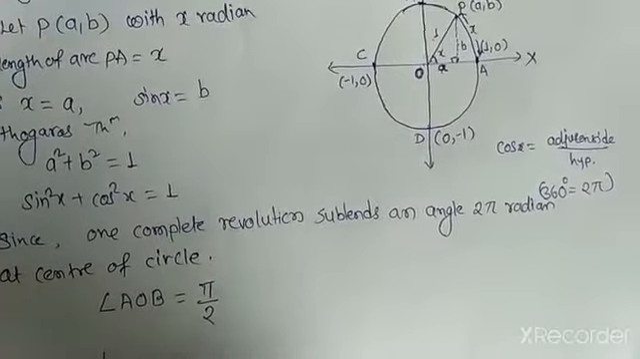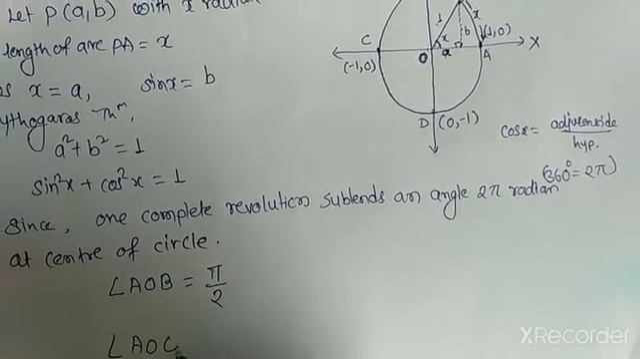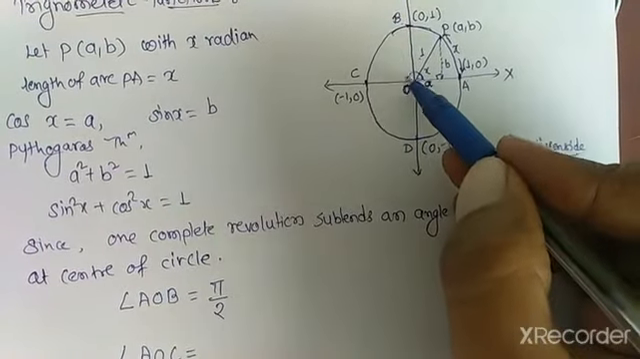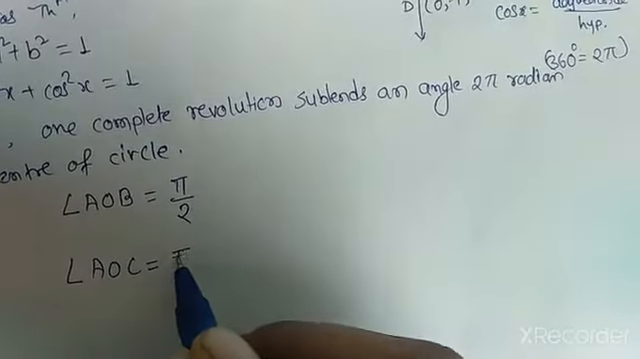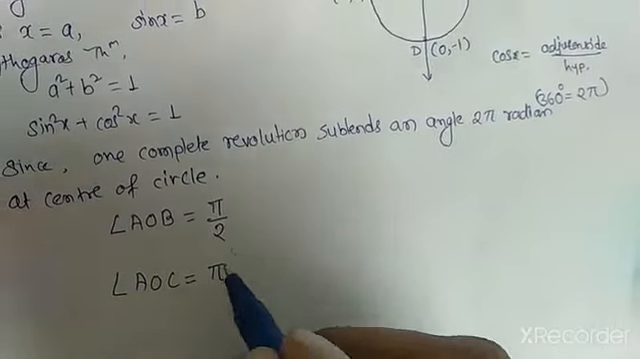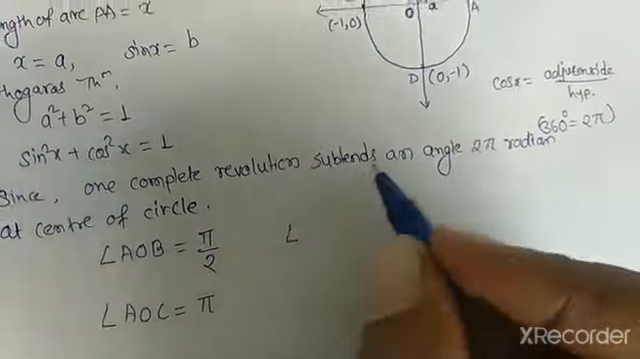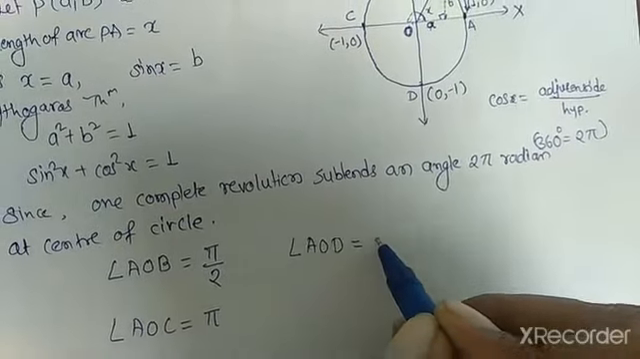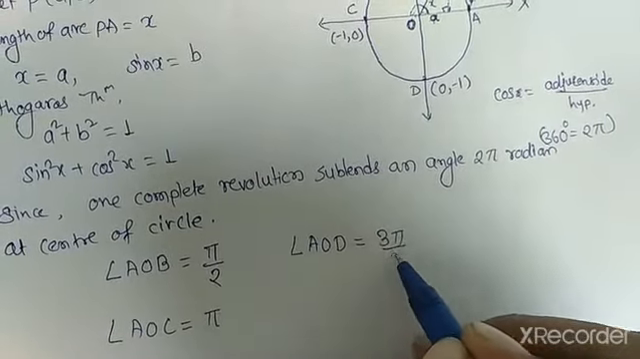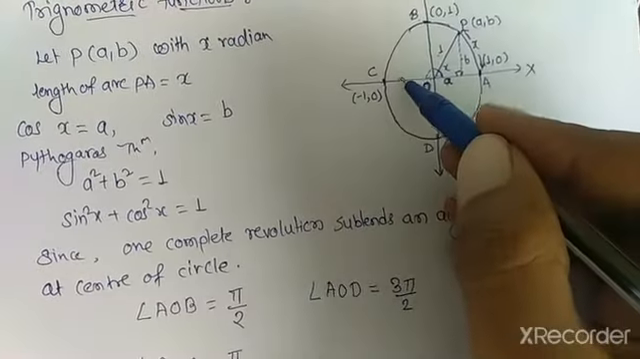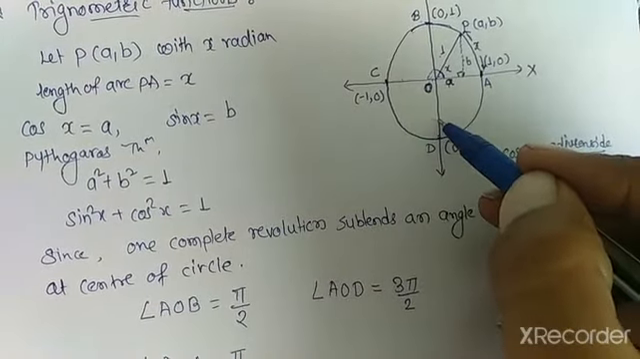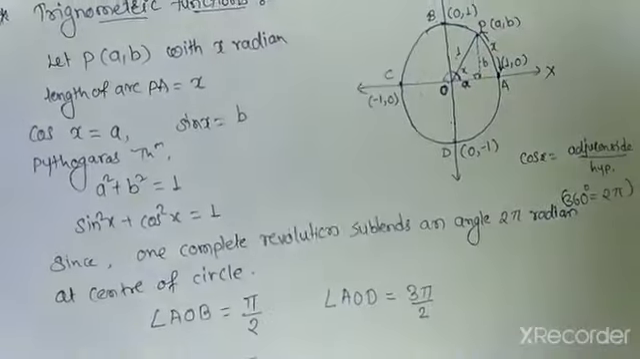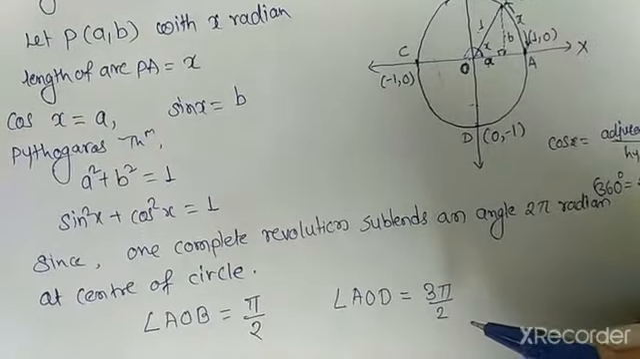Measure of angle AOC is 180 degrees, which means pi radian. Angle AOD is equal to 3 pi by 2. Here it is pi, and then 3 pi by 2, that is pi by 2 plus pi. So angle AOD is equal to 3 pi by 2.